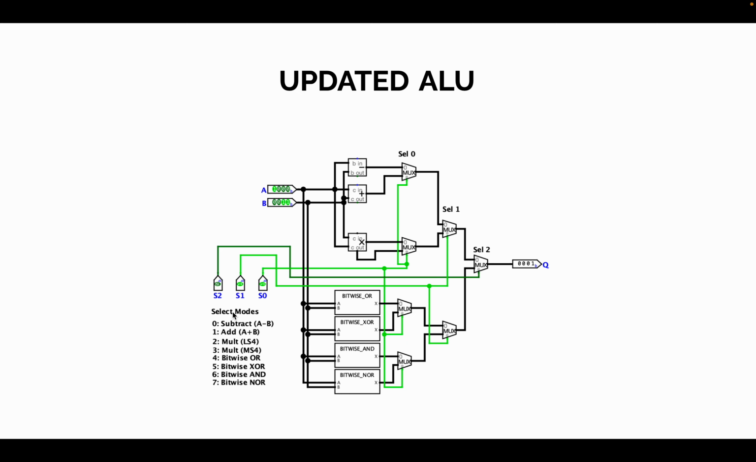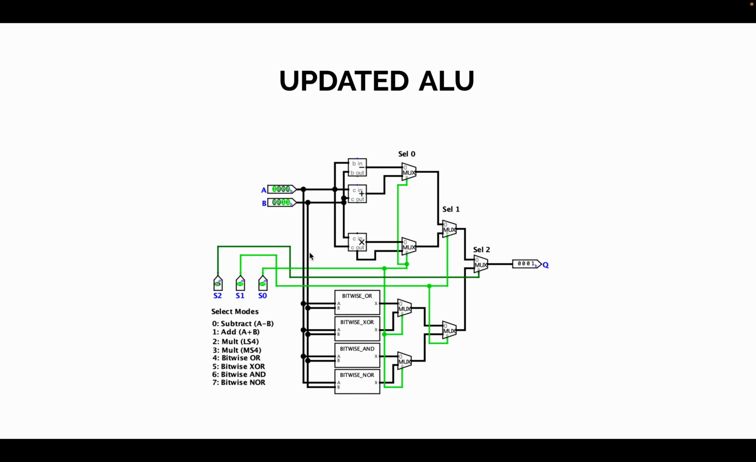As we can see here, we have eight different modes: subtract, addition, multiplication LS4, and multiplication MS4, then 4 for bitwise OR, 5 for bitwise XOR, 6 for bitwise AND, and 7 for bitwise NOR. They're all right here at the bottom. This is a little bit similar to the older design, since I was able to add more at the bottom. I made the selections right over here to make it easier to understand how to input them.